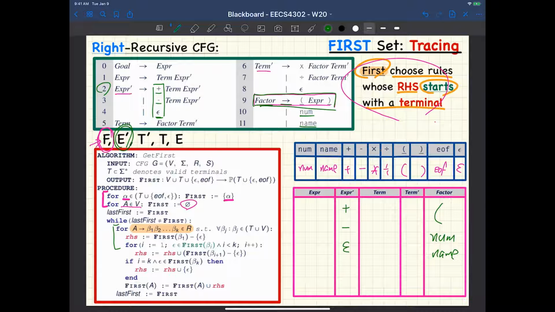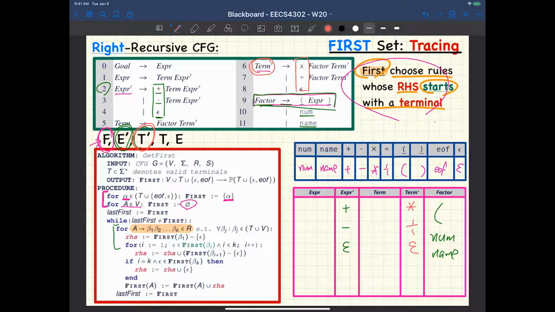Let's go a little bit further. The next one would be term prime. Let me use a different color. What about term prime? Term prime is over here. Yes, exactly, very good. Multiplication is basically the first one, right? Also, they are not nullable.